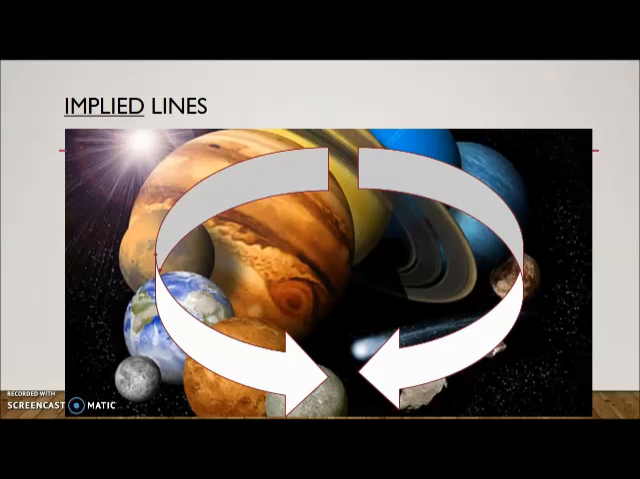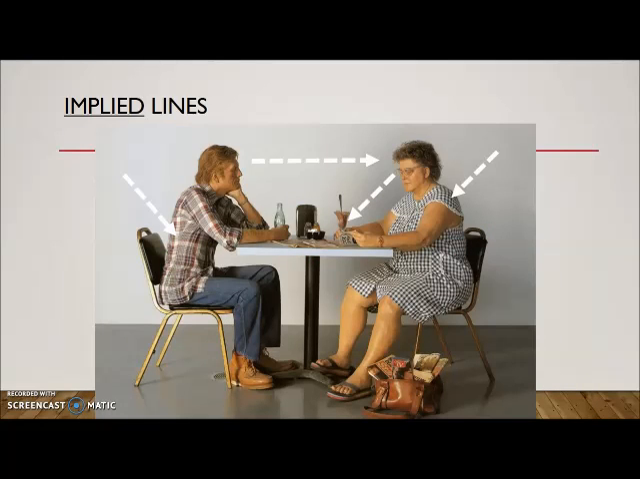Can implied lines and actual lines exist together in an artwork? Yes. In this sculpture, although this is an example of implied line, we also see actual lines in the plaid shirts, patterns of his shirt and her dress. These two sculptures actually also display examples of implied line via eye contact.